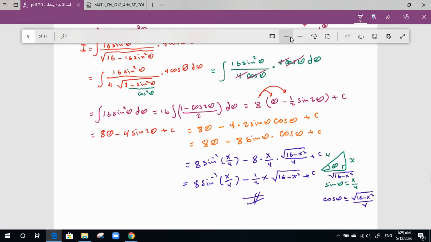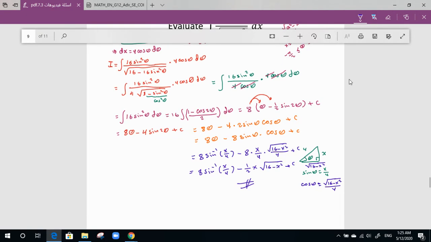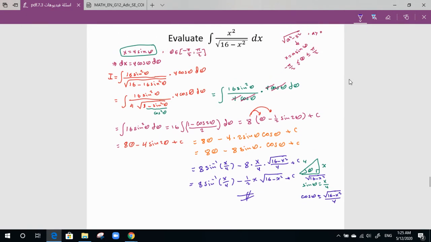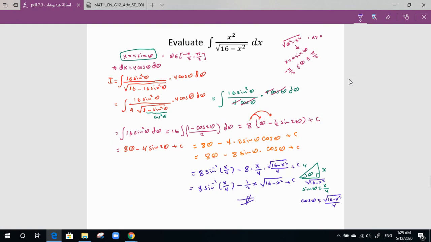I will minimize the page if any one of you wants to take a picture of the answer. So it's here now for all. That's it.